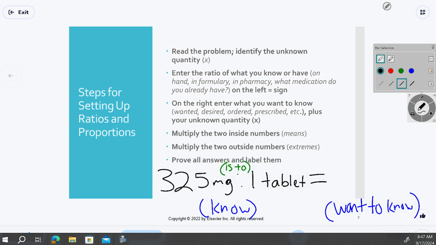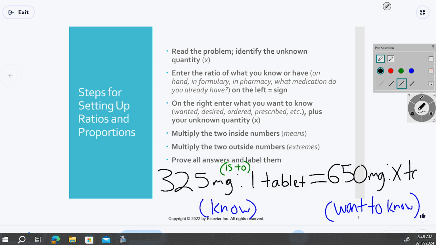How many pills or tablets does it take to get me to the dose I want? What I want to know. So that's my X. And I already know the other number because the order, desired, prescribed, tells me the number I'm trying to get to. And that is 650 milligrams.